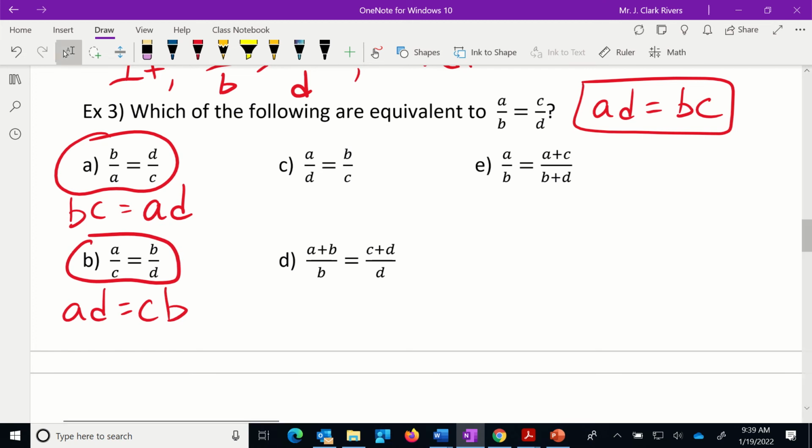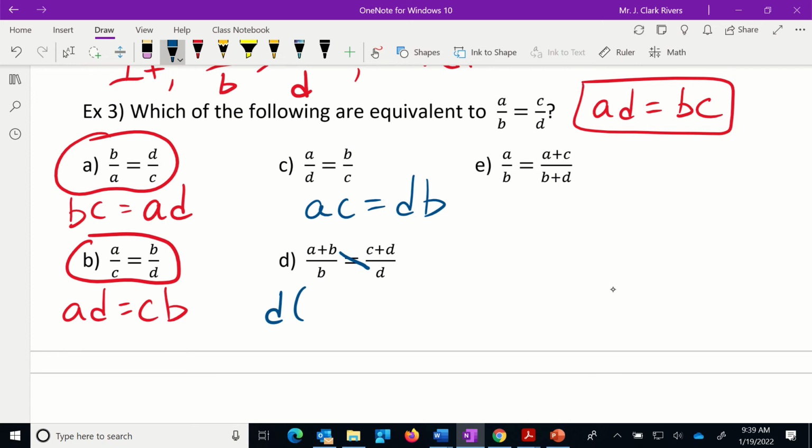Very good. Let's take a look at C. C, the extremes, that'd be A times C, that's AC. Let me do this in blue so it pops. AC is equal to the means, that'd be D times B, that'd be DB. So is AC equals DB equivalent to AD equals BC, yes or no? No, it is not. So we're not going to circle C. Let's take a look at D. Remember, we have to use the distributive property here. A plus B multiplied by D, that's D, multiplied by A plus B equals the means multiplied together, that is B multiplied by C plus D.